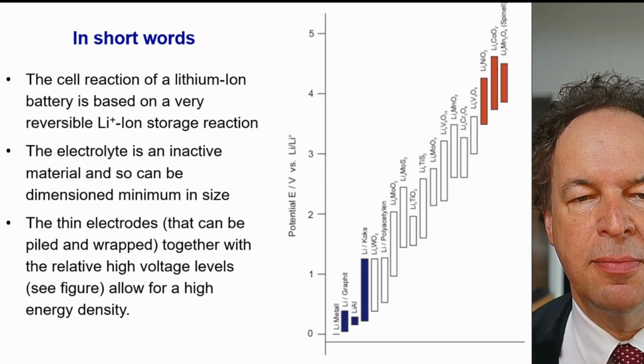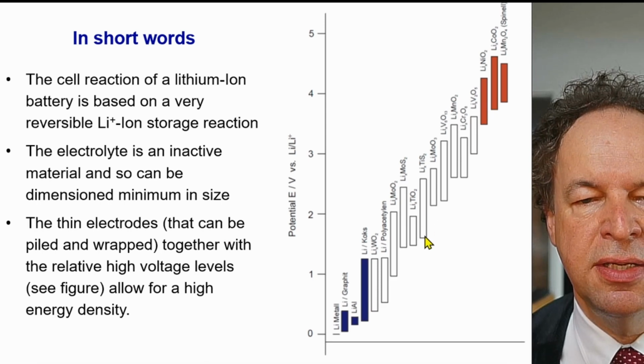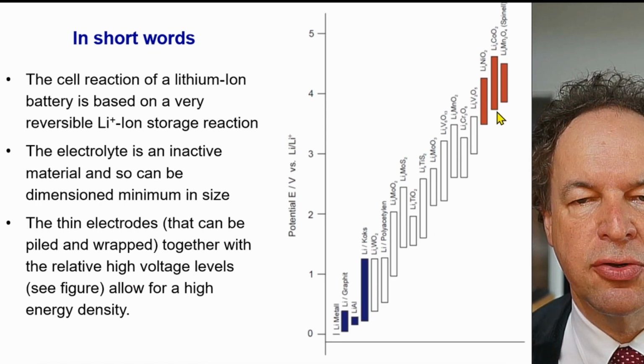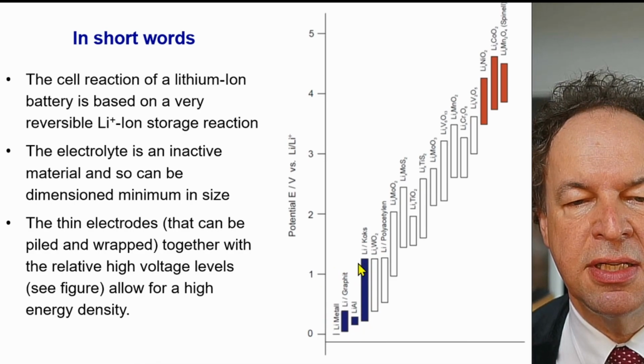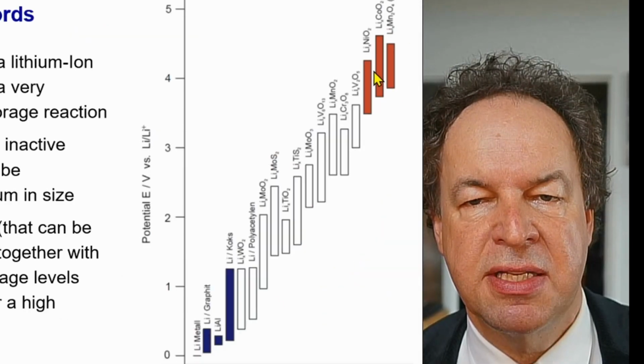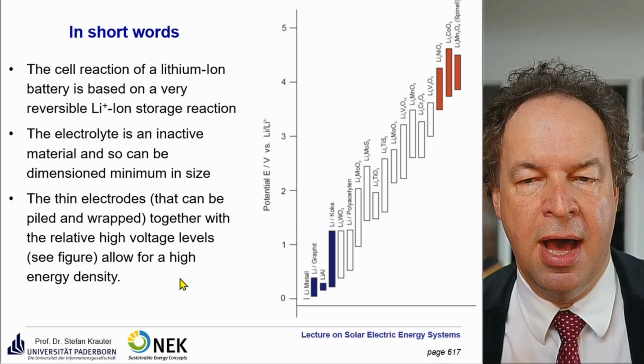Energy density is described here. Just one parameter is the voltage, and here you see the difference between the electrodes, the voltage difference. So usually you use these materials in blue and the ones in red, and so you are sure that you have a high voltage difference and therefore a high energy density.